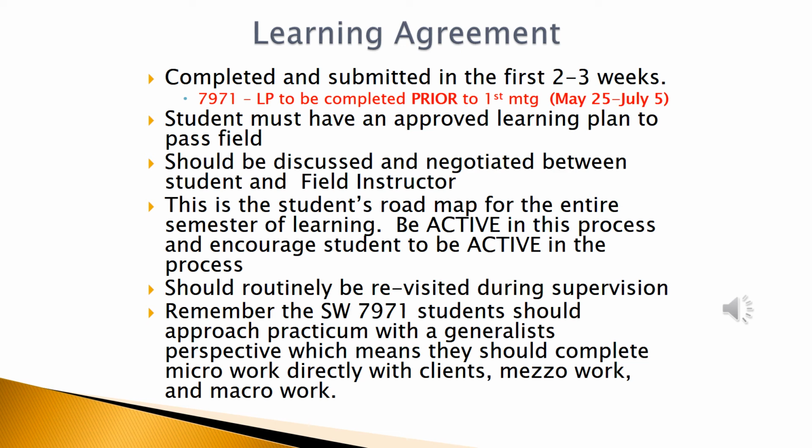Students have to do a learning plan for field. This learning plan is owned by the student, but should be negotiated and discussed between you as the field instructor and the student. You know the agency well and will know additional opportunities for the student to include in the learning plan. So it's important that you discuss it so you can share that information and so the student can share with you what he, she, or they want to learn about working at your agency. And so it's kind of a cooperative agreement between both of you.